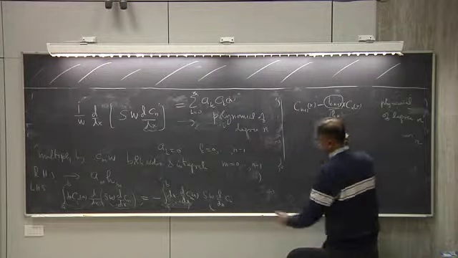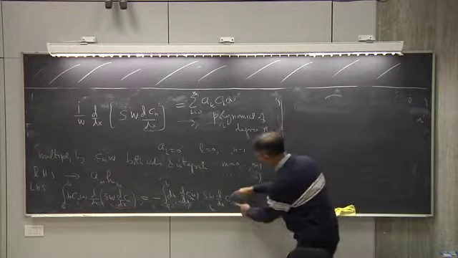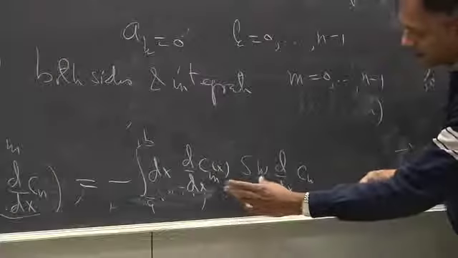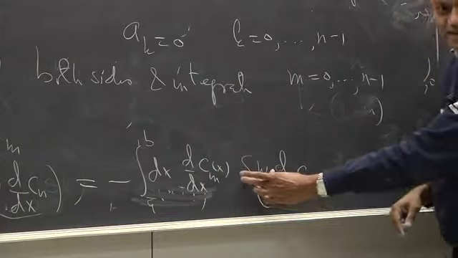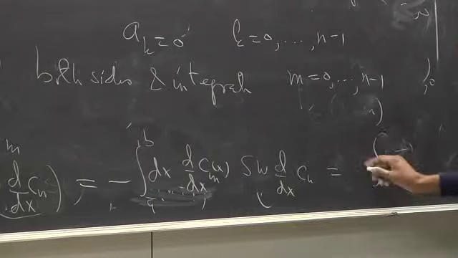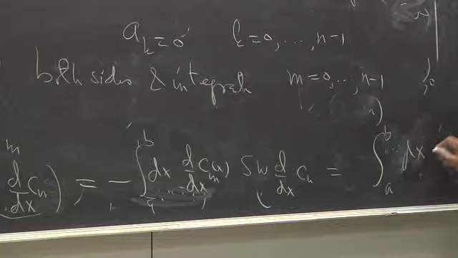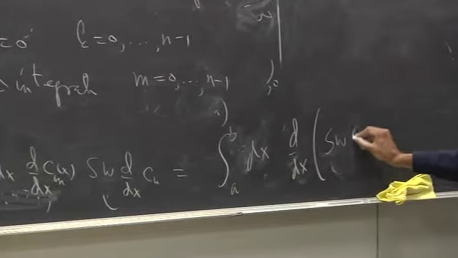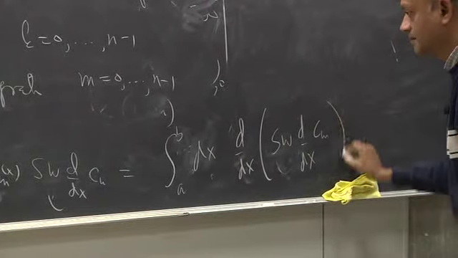Now we again do the derivative once more. In doing so, there will be a boundary term, which will be this guy times S W times C_n. But once again, you have S W, it vanishes, so no boundary term. There's another minus sign, so it becomes plus the integral from a to b dx of d/dx acting on S W dC_m/dx, times C_n.